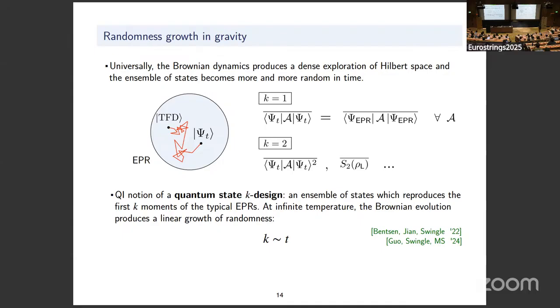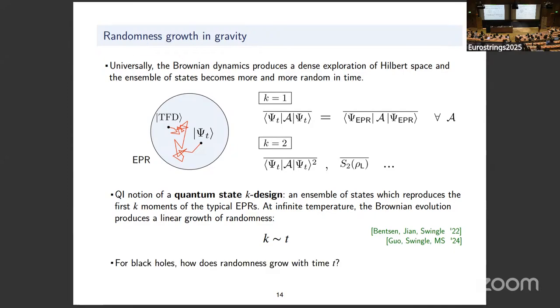Okay. So at infinite temperature for this Brownian time evolution, one can show that very generally, very universally, this K grows linearly in time. Okay. So the ensemble of states that one creates using this Brownian motion becomes more and more random in a very quantitative way. So the amount of randomness grows linearly in time for that case. So the question is what happens in gravity, okay?